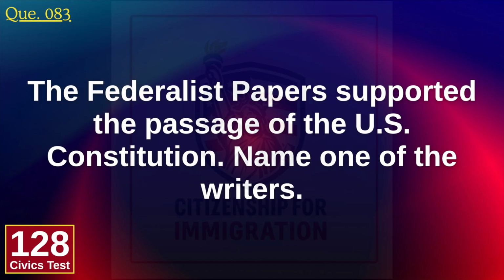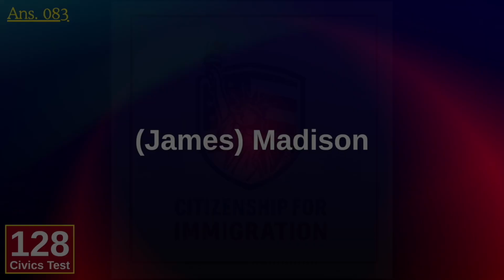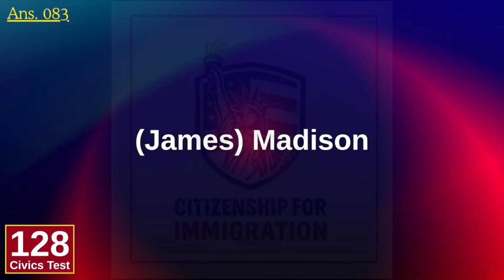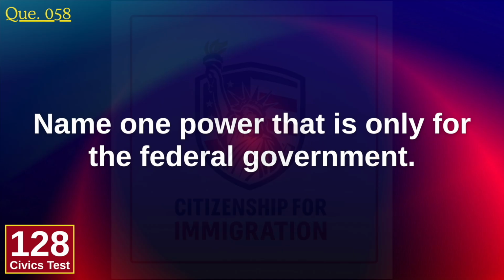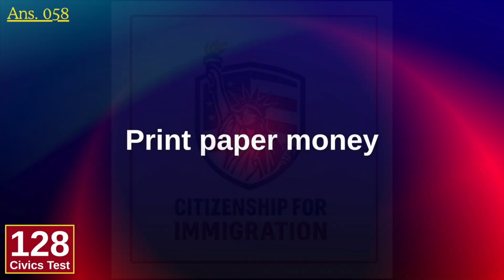The Federalist Papers supported the passage of the U.S. Constitution. Name one of the writers. James Madison. Name one power that is only for the federal government. Print paper money.